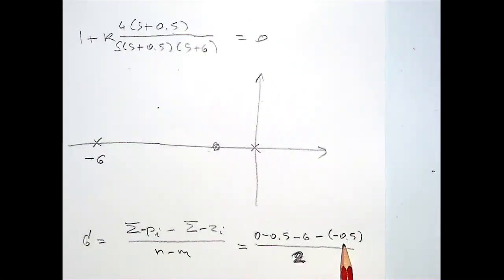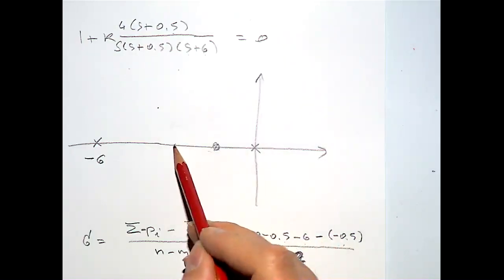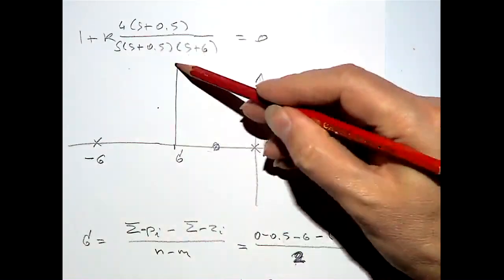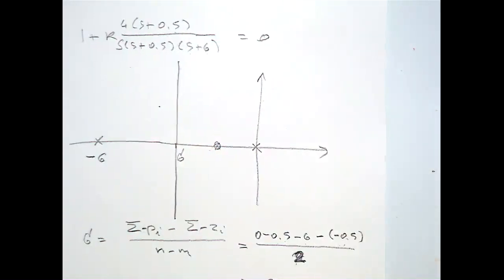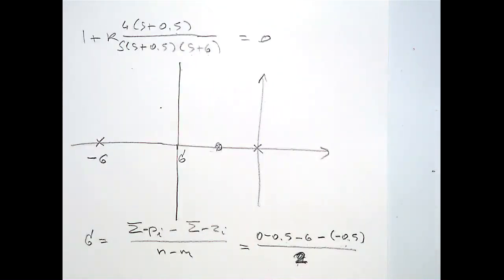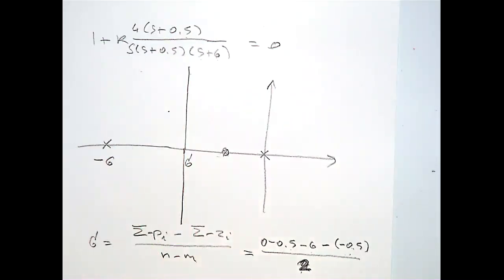So what is that? So this 0.5 and this 0.5 would cancel. We have just minus 6 divided by 2. Yeah? What is that? That's minus 3, right? So at minus 3, this is my point sigma, and my asymptotes would look like this, because the relative degree is 2. So what do you think the root locus would look like? Do you think that things would be exactly like this branch going this way and then splitting this way, or something else?